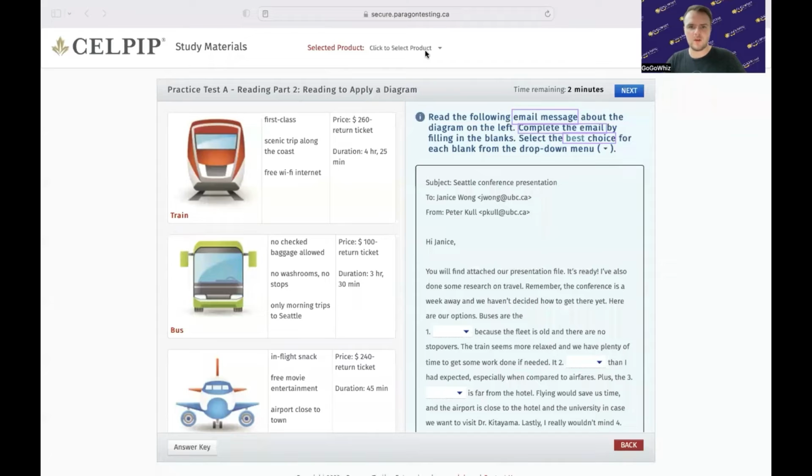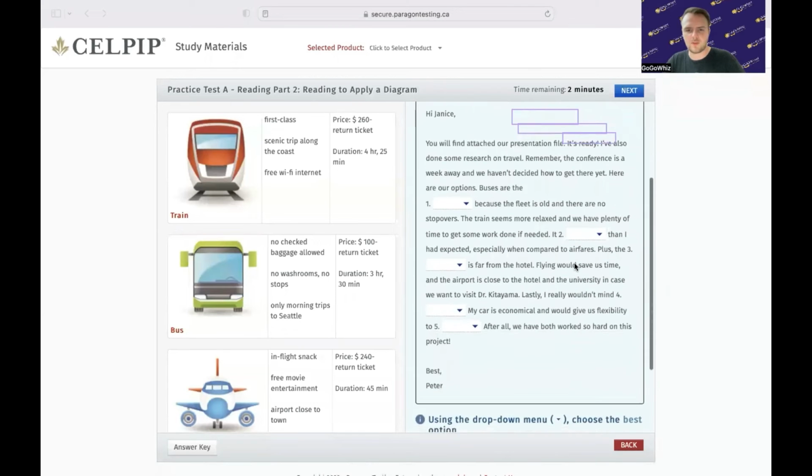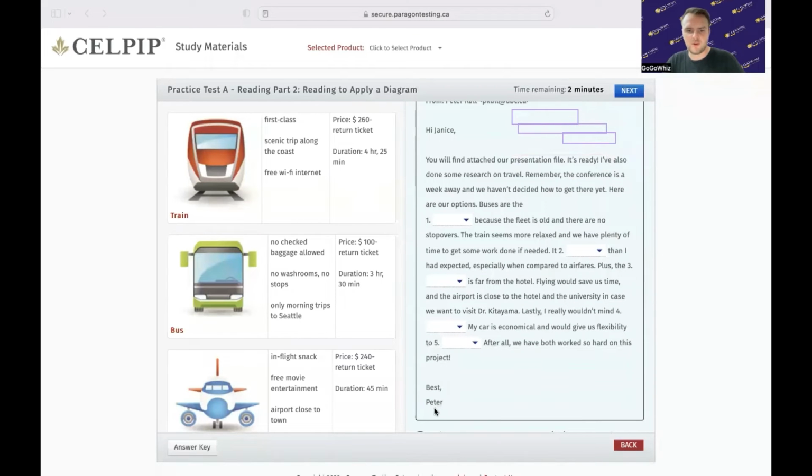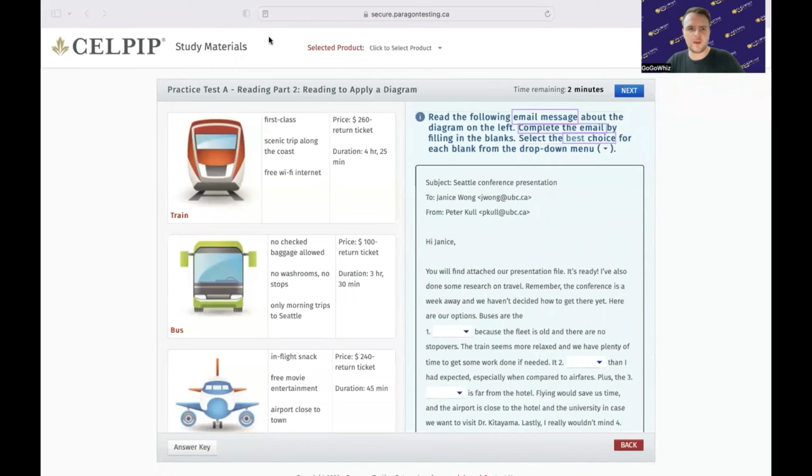So we know it's an email, so the subject line is also very important. I always love to highlight that. We have a Seattle conference presentation. The next thing we want to pay attention to, let me erase this quickly. There we go, because we have to scroll down. Next, we want to pay attention to who it's from and who it's to. It is from Peter down at the bottom and to Janice at the top. Just for the sake of making it easier, I'm going to erase those boxes.